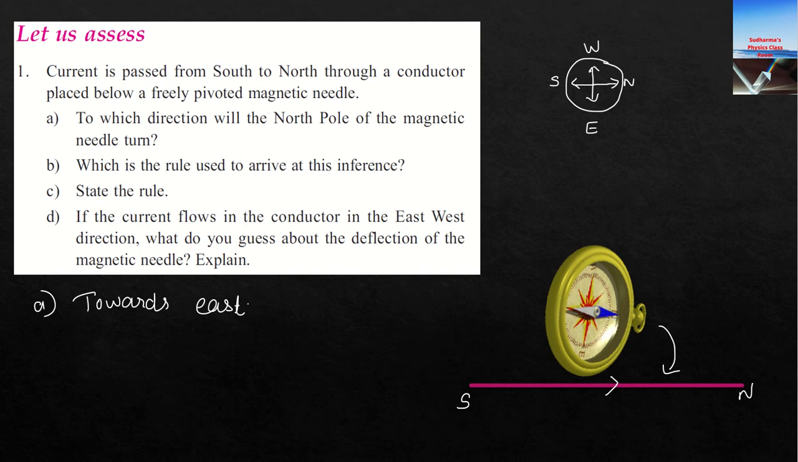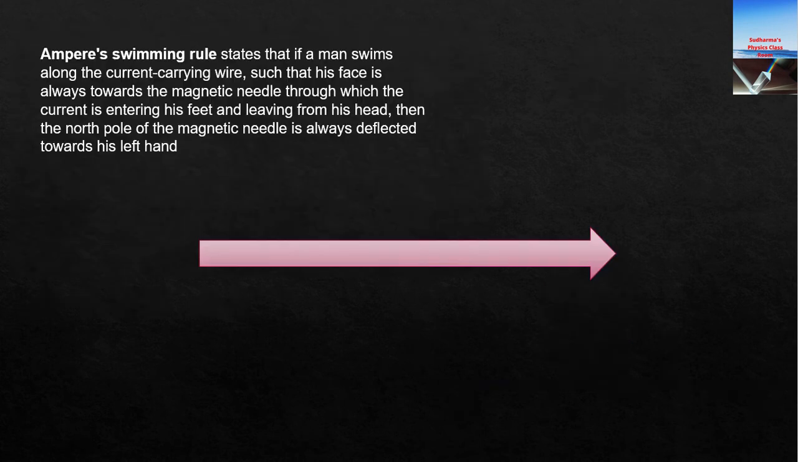But when we apply this right hand thumb rule, it is a little bit difficult to answer this question, because we can say only that the magnetic field is into the plane or out of the plane, right? But in which direction does the compass needle deflect? For that, we have a very easy trick, that is Ampere's swimming rule. This is very easy.